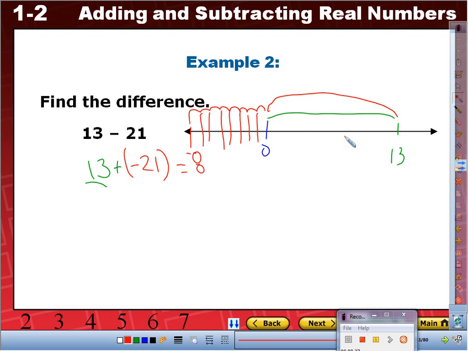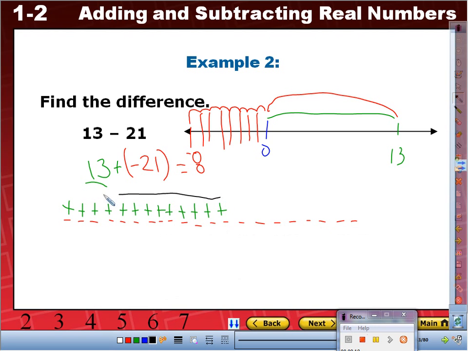Now check this out. That was using the number line. Let's use tiles. How many positives? 13. 1, 2, 3, 4, 5, 6, 7, 8, 9, 10, 11, 12, 13. And then we got 21 negatives. We got 1, 2, 3, up to 21. Identify all zero pairs.